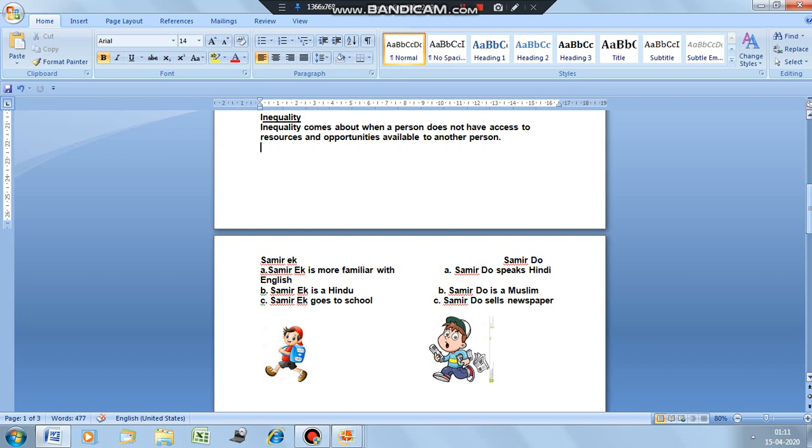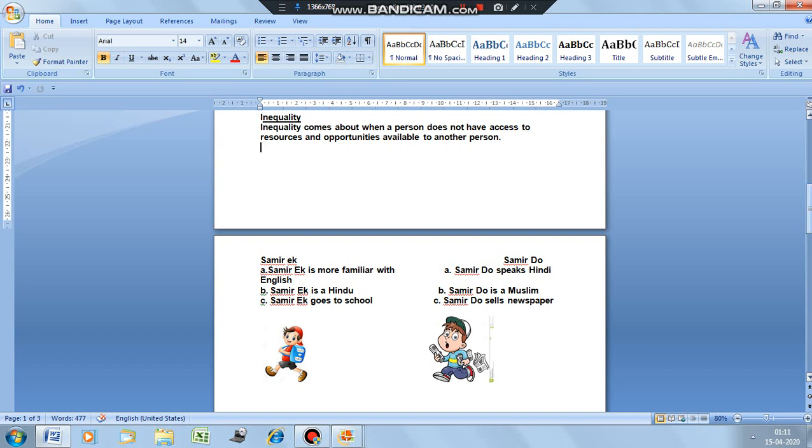So, you can easily observe that Samir Ek is a boy who goes to school. There's another boy who sells newspapers. Samir Ek, since he goes to school, is more familiar with English, and Samir Do, on the other hand, since he was not going to school, spoke which language? Hindi. Yes. Samir Ek is a Hindu and Samir Do is what?